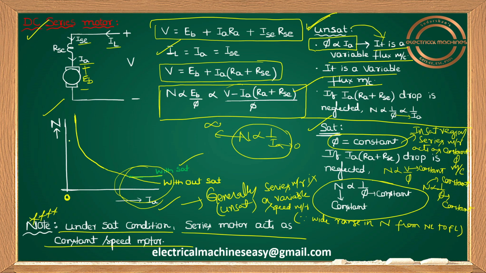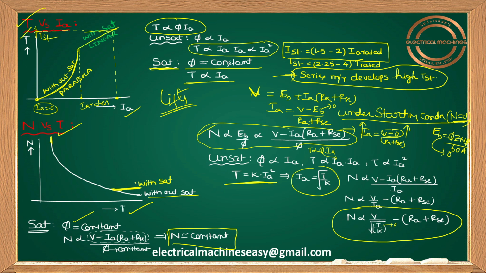Just like the N versus IA curve, in saturation it is a constant speed motor. In the saturation region, N remains constant here. Guys, try to understand that.